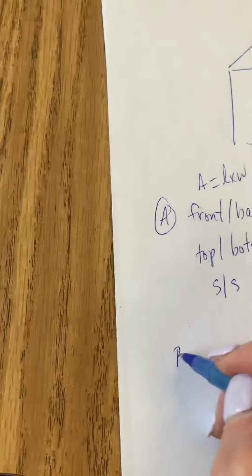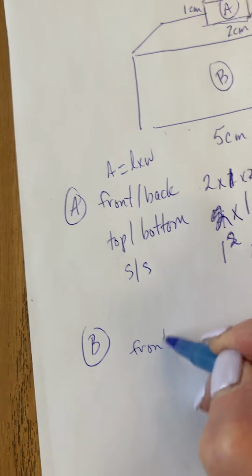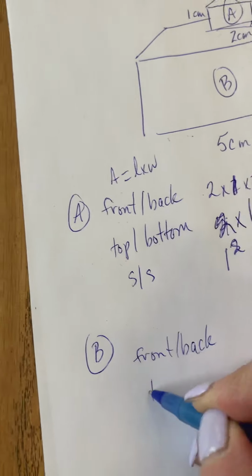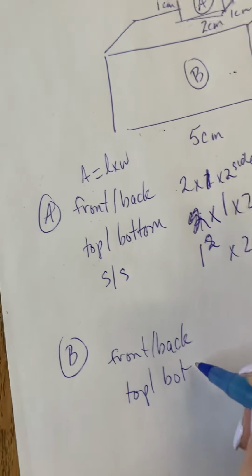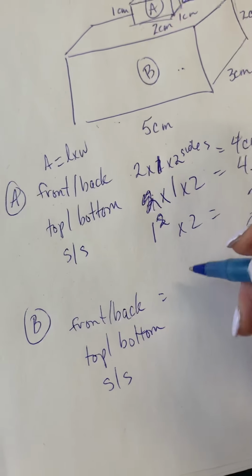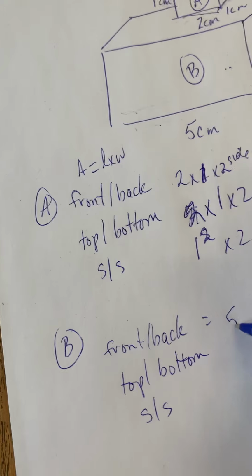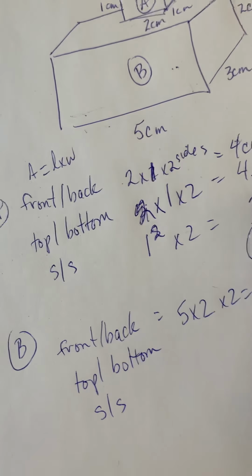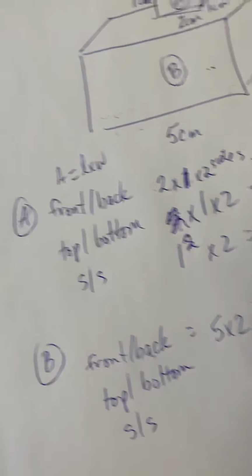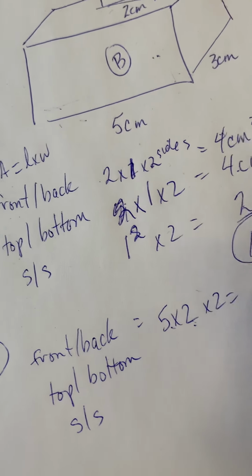Now we're going to do part B. Part B, big rectangle down here. We got a front, back, we got a top, bottom, that are the same, and then the sides again. So we're going to go ahead and we're going to do this. Okay, the front of this thing is 5 by 2. And there are 2 sides, so we're going to get 5 times 2 is 10, and 10 times 2 is 20.